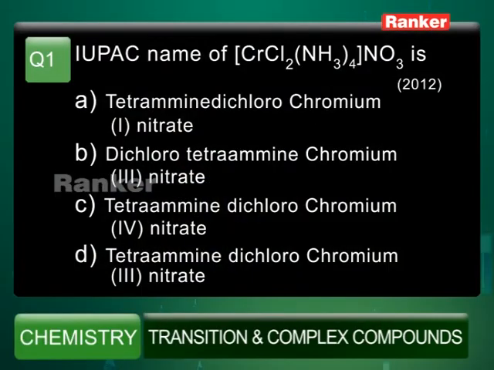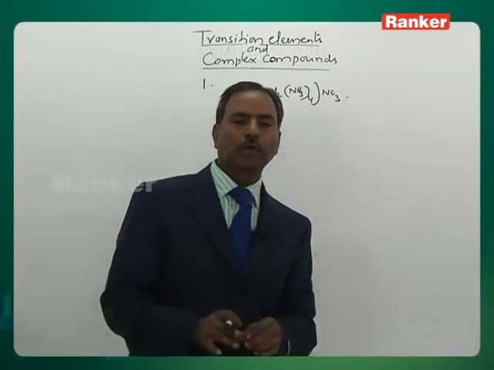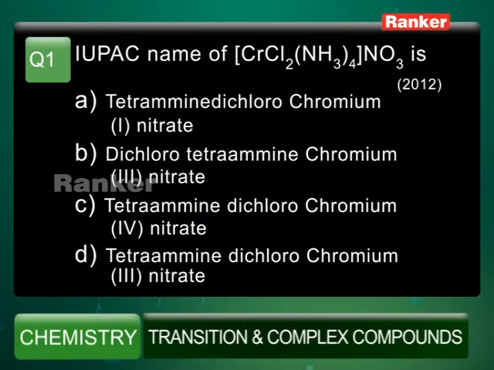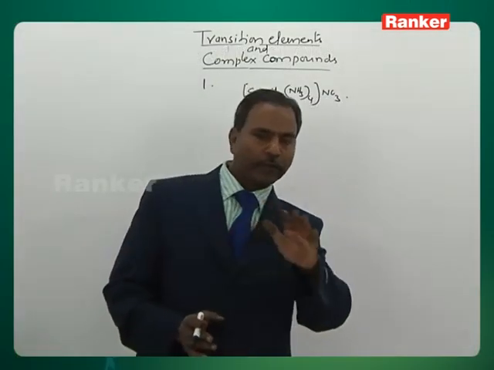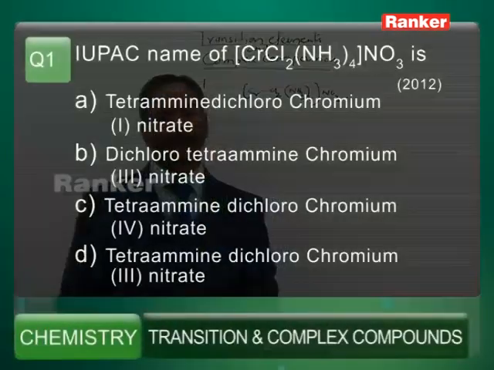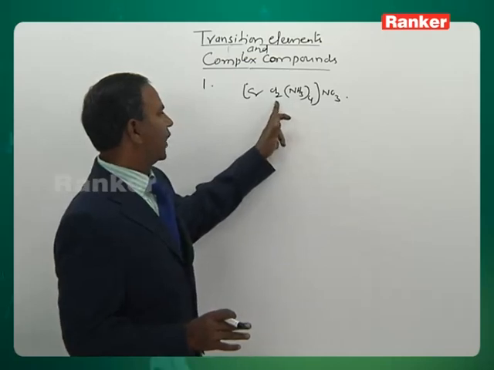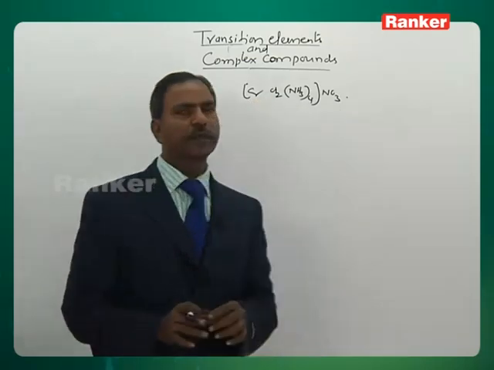Let us check the options. Option A says tetraamminedichlorochromium(I). No, actually the oxidation number comes to be 3. Coming to option B, dichlorotetraammine. Ammine has to come first, and only later chloro, therefore that is also not correct. Coming to C, tetraamminedichlorochromium(IV) nitrate. Actually the oxidation number is 2 negative, 1 negative, so the total comes to be oxidation number 3 only.